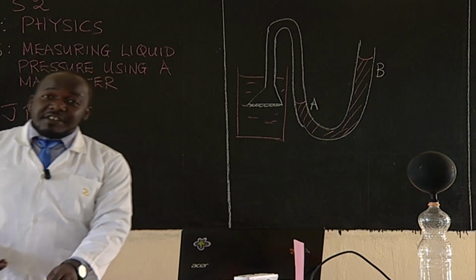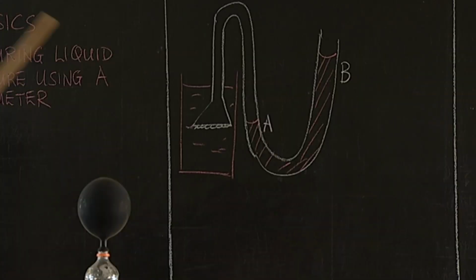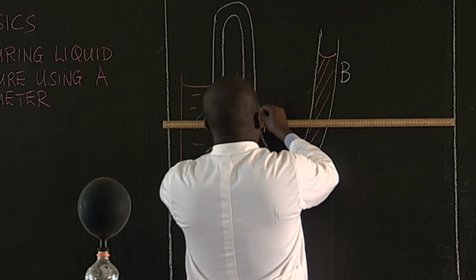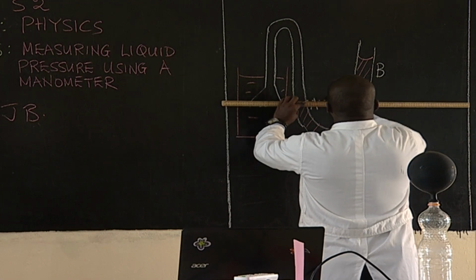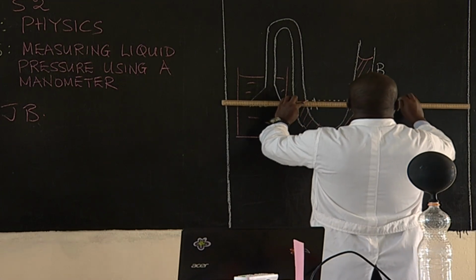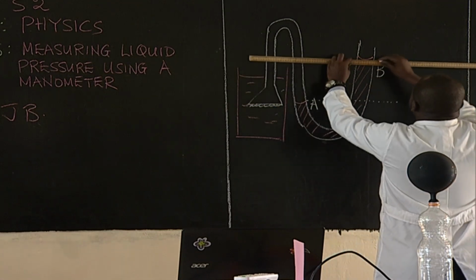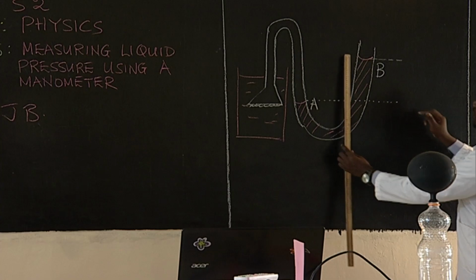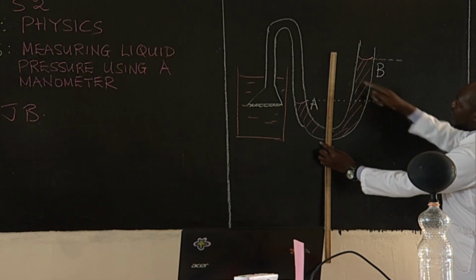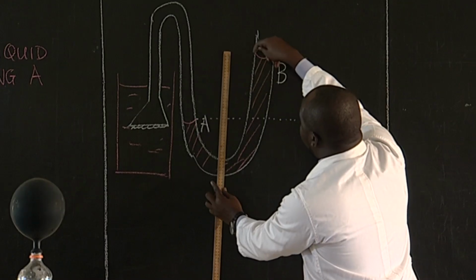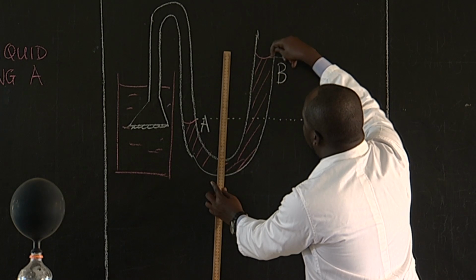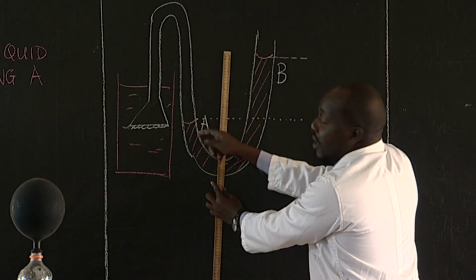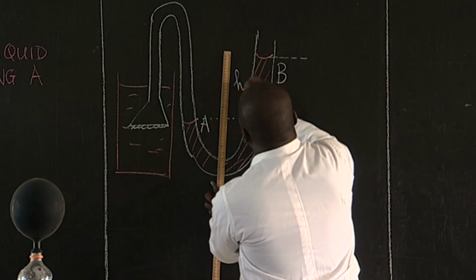So what are we interested in? We are interested in measuring the difference in the heights of the two liquid surfaces. So you have this and that. Using your meter rule, like we saw in the diagram, you are able to measure the distance from this liquid surface up to the lower liquid surface in limb A. If we measure this, let me call it H.